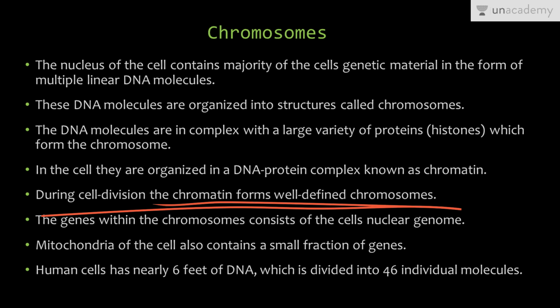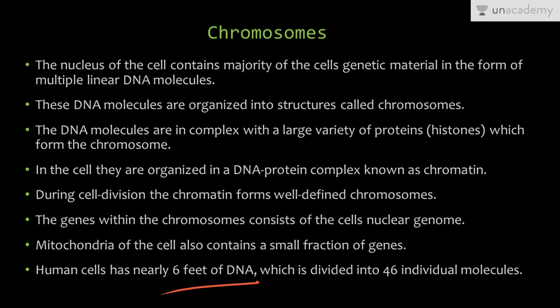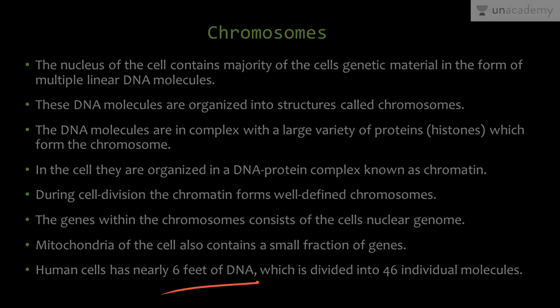Mitochondria of the cell also contain a small fraction of genes. Human cells have nearly 6 feet of DNA, which is divided into 46 individual molecules. Okay, 46 individual molecules, 23 chromosomes, like that.